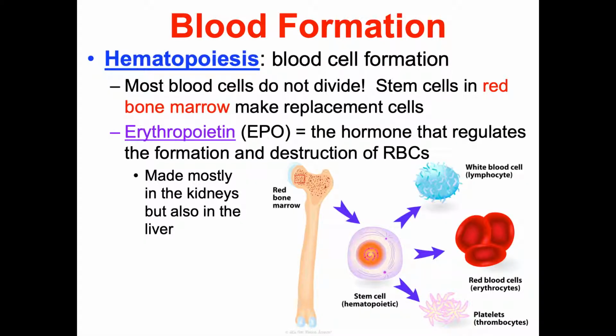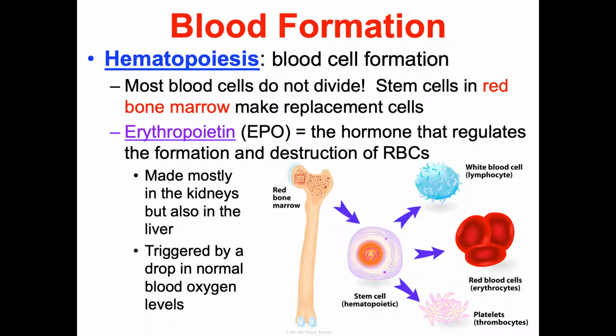So here's a connection to the endocrine system that's really important. The formation of it is triggered by a drop in your normal blood oxygen level. So if your body receives this stimulus that your blood oxygen levels are low, it will be triggered to make more EPO, which will regulate making more red blood cells.